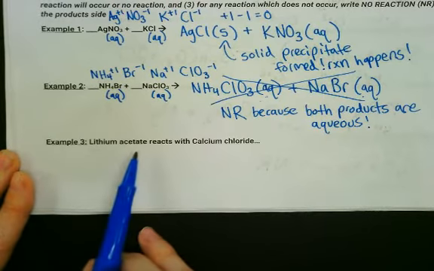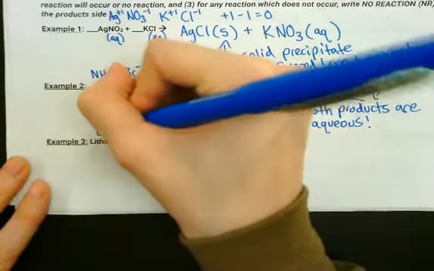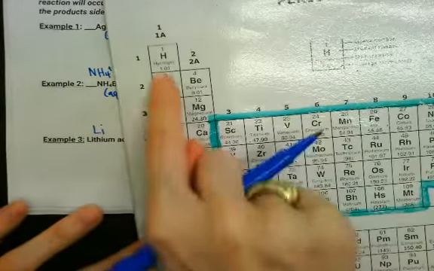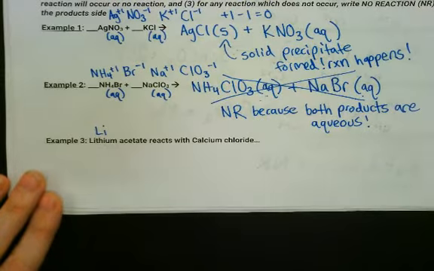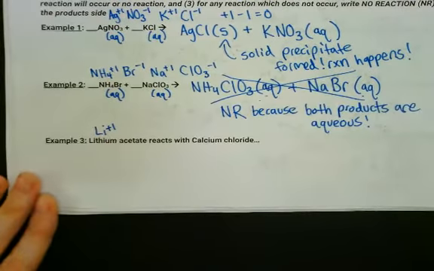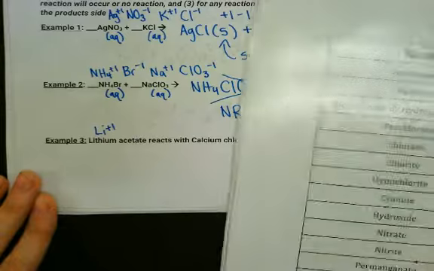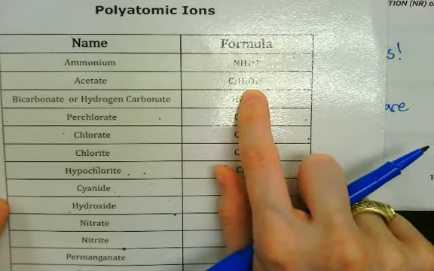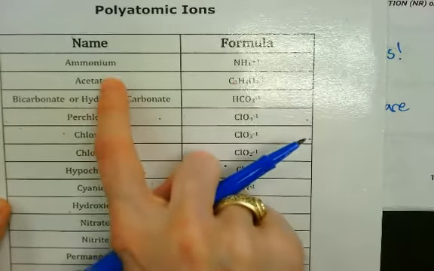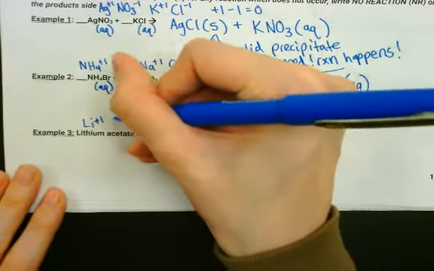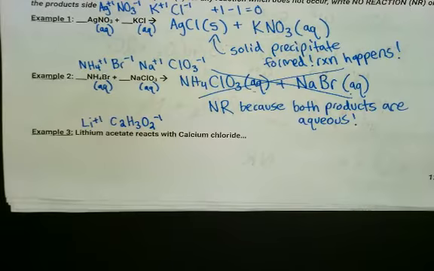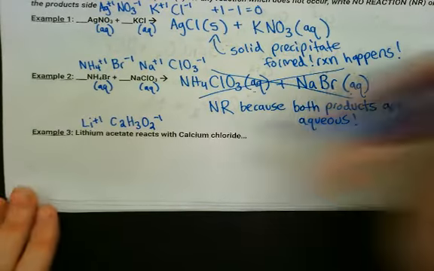So our first compound here is lithium acetate. I know that lithium is a group 1 element. It's going to have a +1 charge. Acetate is one of our polyatomic ions. If I see on my polyatomic ions chart, C2H3O2 with a -1 charge, that is acetate.